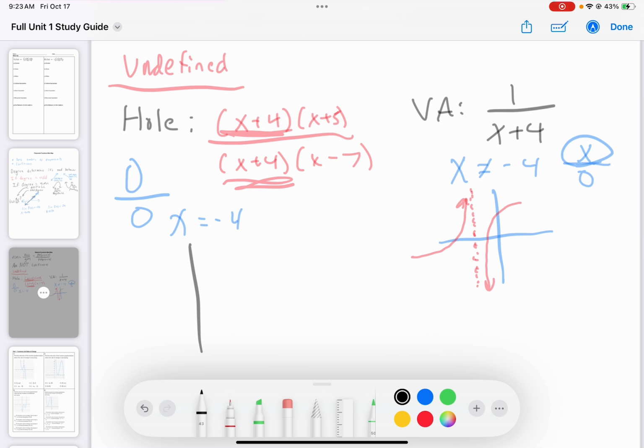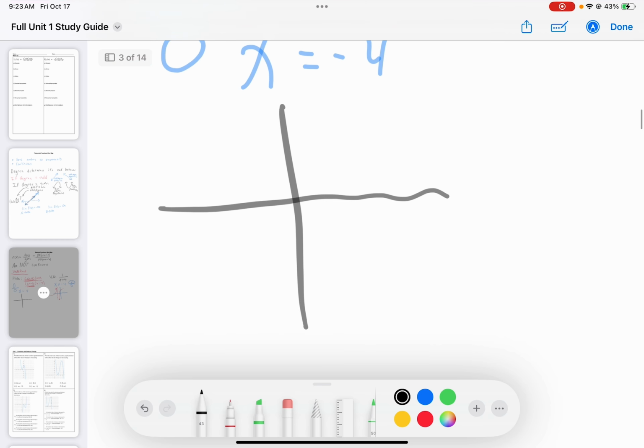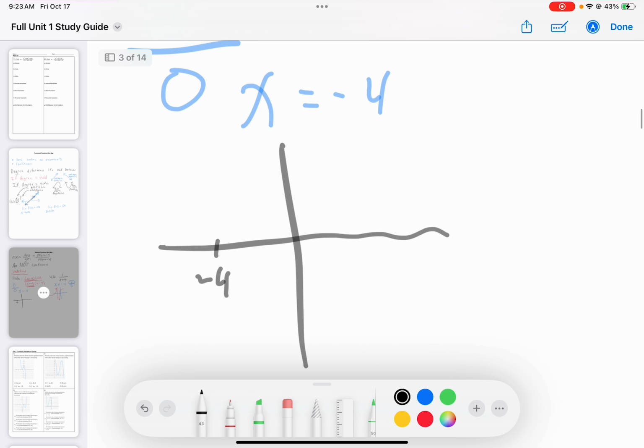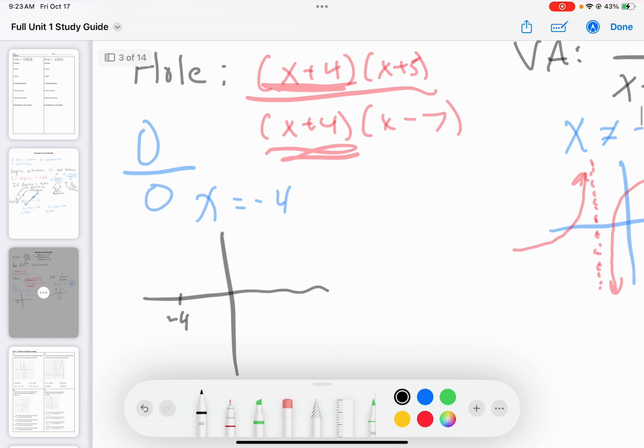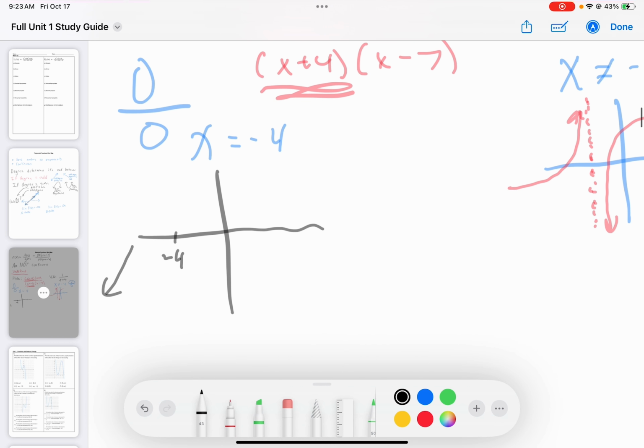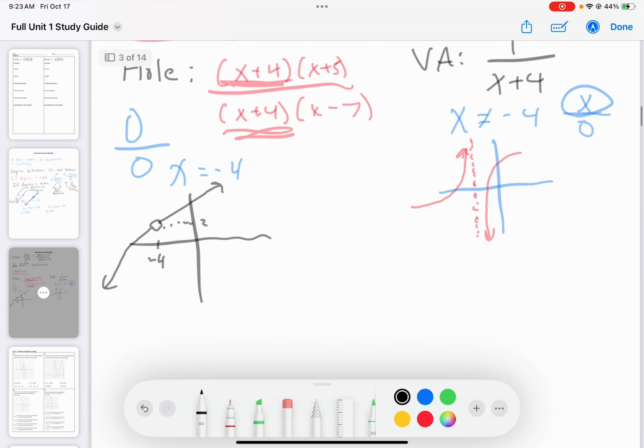And that's going to look a little bit different. A hole is just a little empty space in the graph. So let's say here I'm at negative 4. This function, we'll just say it's going to look something like this. Okay, where there's a hole there. As I get closer and closer to negative 4, I'm probably approaching some number here, but I'm never going to hit it. I'm never going to hit that point, negative 4, comma 2. I'm going to get infinitely close to it, but I'm never going to hit it.